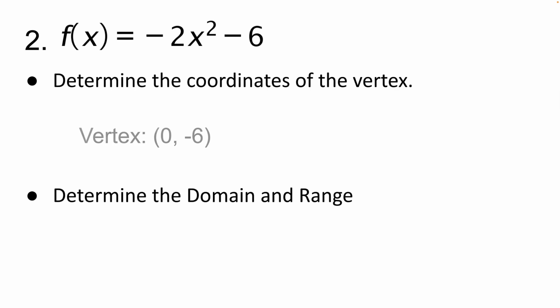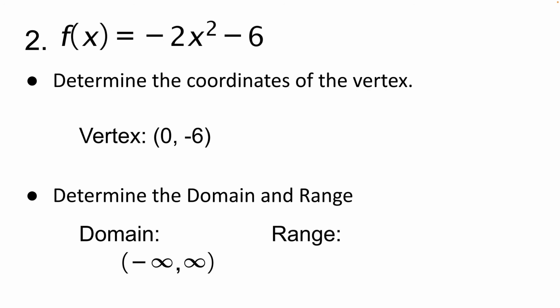To summarize, we found the coordinates of the vertex to be 0, negative 6. The domain was all real numbers, which is negative infinity to infinity in interval notation. And the range was negative infinity to negative 6. And I'm using a square bracket on negative 6 because that point is included in the function.